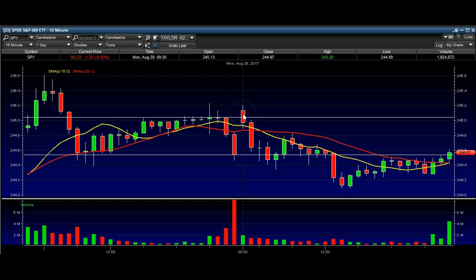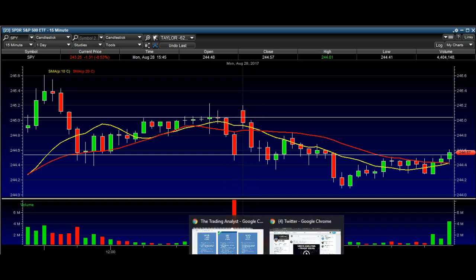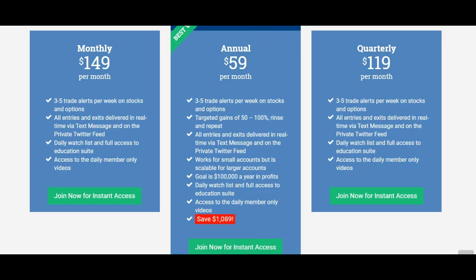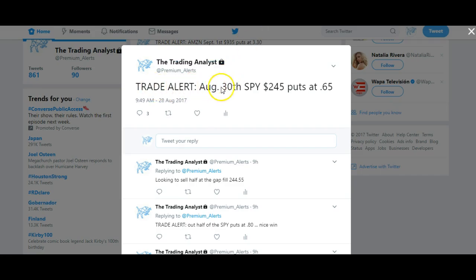This is the 15-minute chart. Every candlestick represents 15 minutes of trading. So we waited until this 15-minute candle closed, and we got into some puts, and I will show you that right here. Trade alert, August 30th, SPY 245 strike puts at 65 cents.